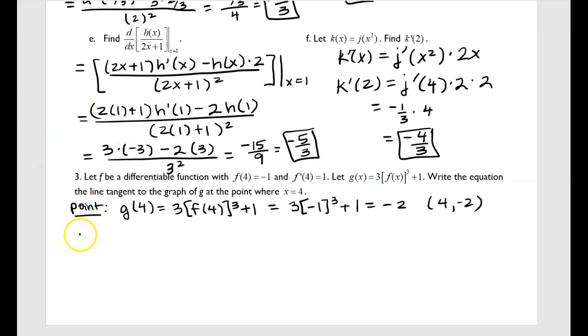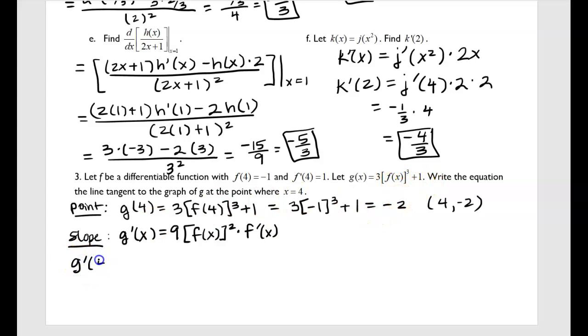To find the slope, we'll find the derivative. So g prime of x equals, so this is chain rule once again. I have the inside f of x, my outside 3 something cubed. The derivative of that 3 something cubed is 9 something squared. That something is f of x. But remember, I have to multiply by the derivative of the inside, which is f prime of x. And then the derivative of the plus 1 is just 0.